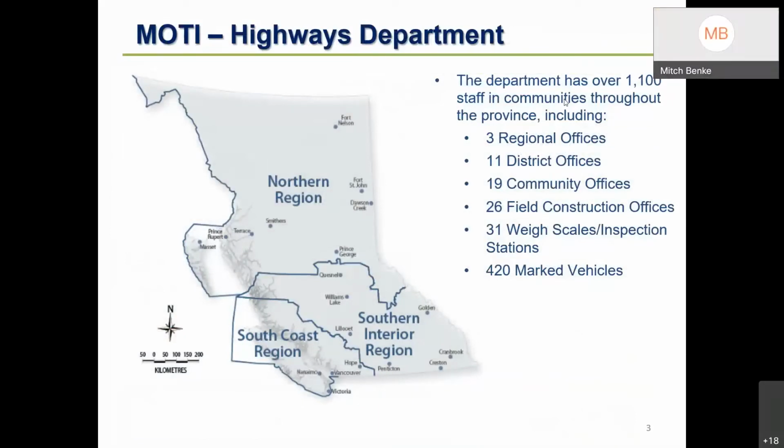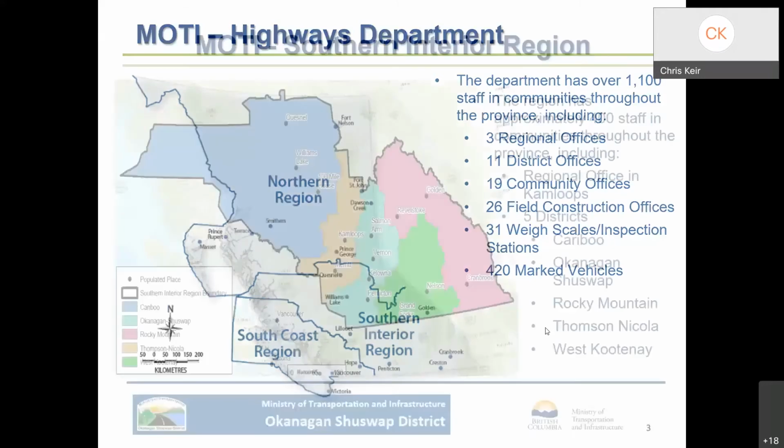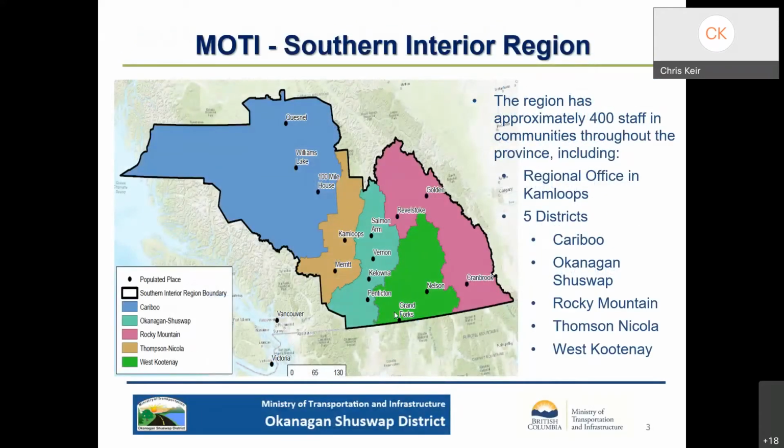So basically, the Highways Department, which the district is part of, has 1,100 staff in communities throughout the province, including 3 regional offices, 11 district offices, 19 community offices, 26 field construction offices, 31 weigh scales and inspection stations, and 420 marked vehicles. We're part of the Southern Interior region. So the South Okanagan District is the teal color in the middle, which goes from the U.S. border all the way to Seymour Arm on Shuswap Lake.